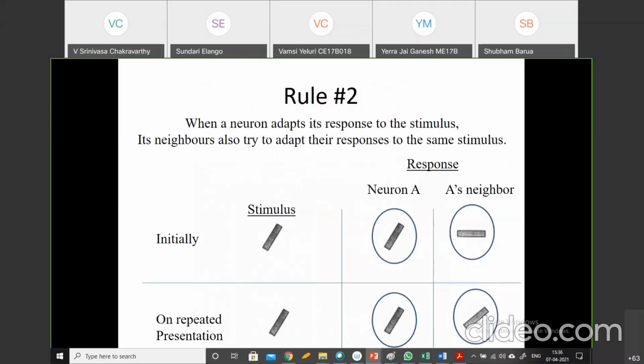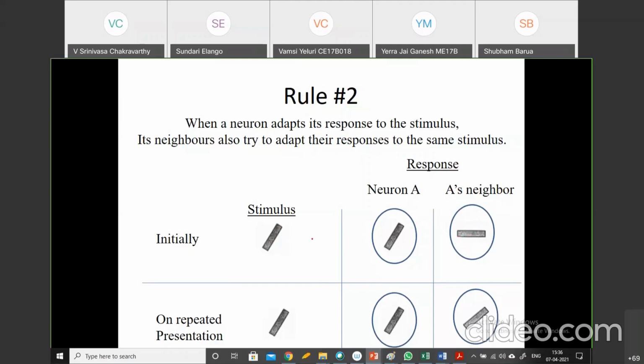The next rule is that when a neuron adapts its response to a stimulus, its neighbors also try to adapt their responses to the same stimulus. Let us say initially there is a stimulus with some angle. This angle could be, I don't know, 70 degrees or something like that. Now let us say neuron A responds to that angle, that is, the peak of its tuning curve is at 70 degrees. Now a neighbor of neuron A also has a tuning, but that tuning is 0 degrees. So it's at a very different tuning.